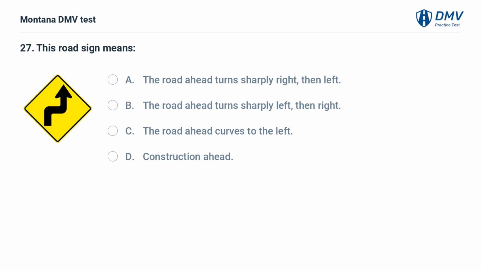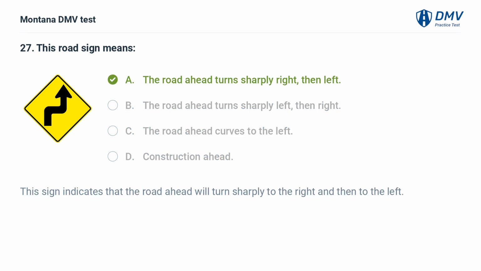This road sign means A. The road ahead turns sharply right, then left. B. The road ahead turns sharply left, then right. C. The road ahead curves to the left. D. Construction ahead. A. The road ahead turns sharply right, then left. This sign indicates that the road ahead will turn sharply to the right and then to the left.